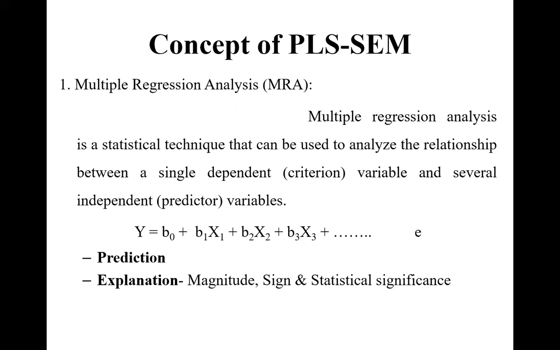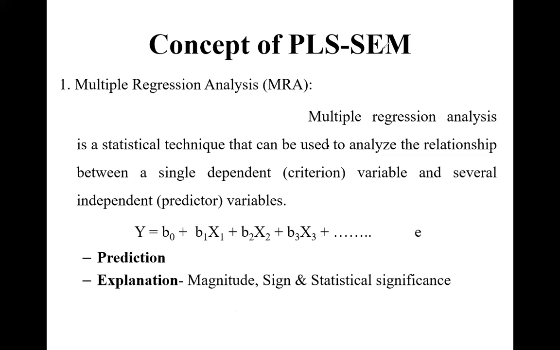The multiple regression analysis. We know that the purpose of multiple regression analysis is prediction and explanation. We predict the outcome variable on the basis of several independent variables, like x1, x2. On the basis of these independent variables, we predict and explain the outcome variable. Explanation means out of the several independent variables, which particular independent variable more significantly influences the dependent variable.